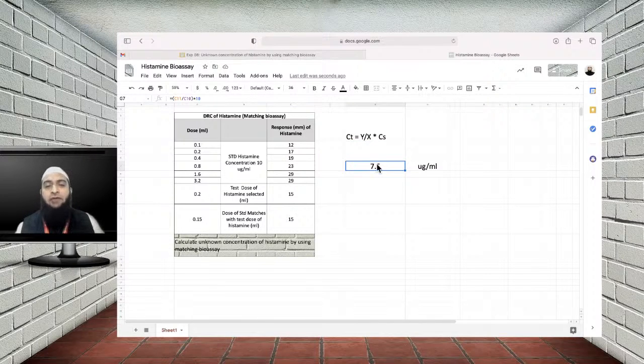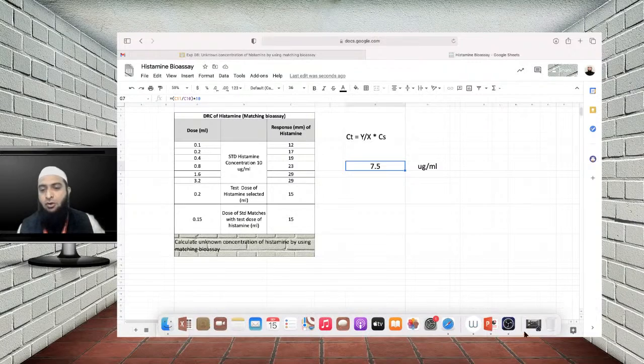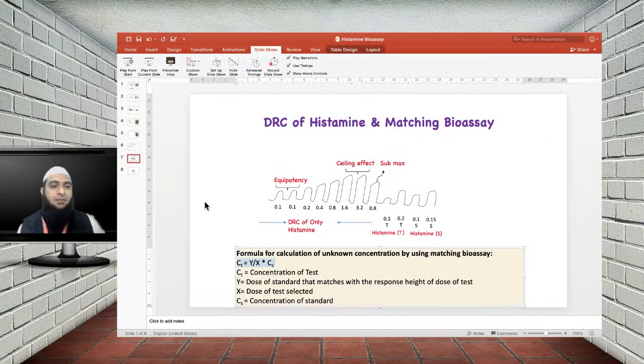So this is the simple way. I have already disclosed the answer to you. You can calculate it and copy paste this particular table in your journal. Then you write this value in the result, that is 7.5 microgram per ml, and simply submit your journal. So this is all about today's experiment, that is the matching bioassay.